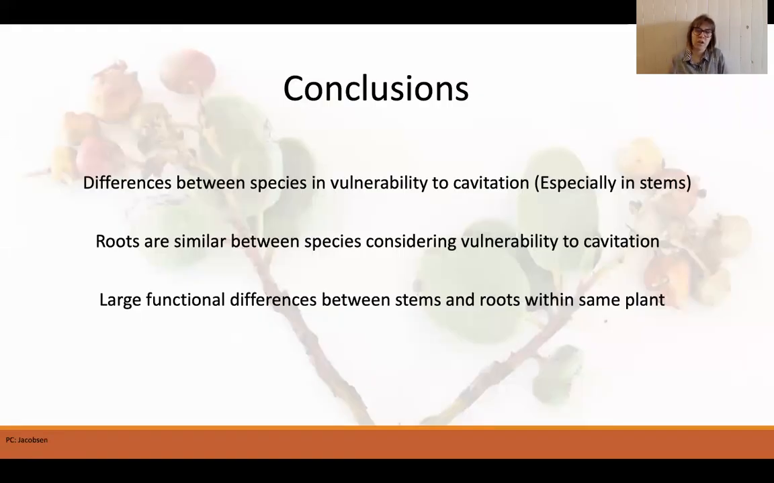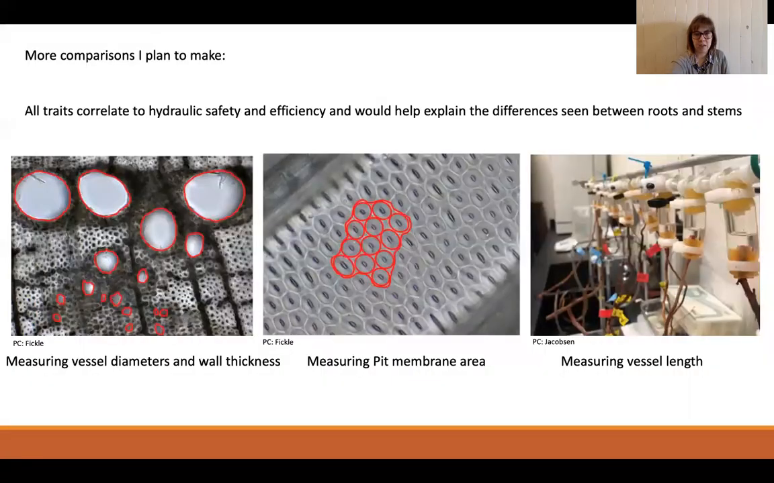In conclusion, there were differences between species in their vulnerability to cavitation, especially in the stems. However, roots were similar between species in their vulnerability to cavitation, and there were large functional differences between the stems and roots within the same plant.